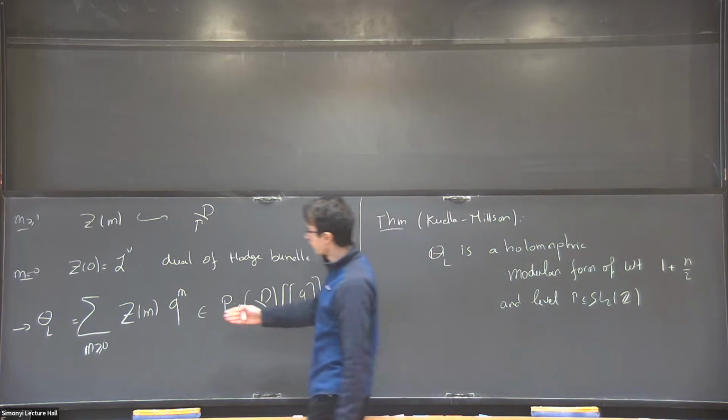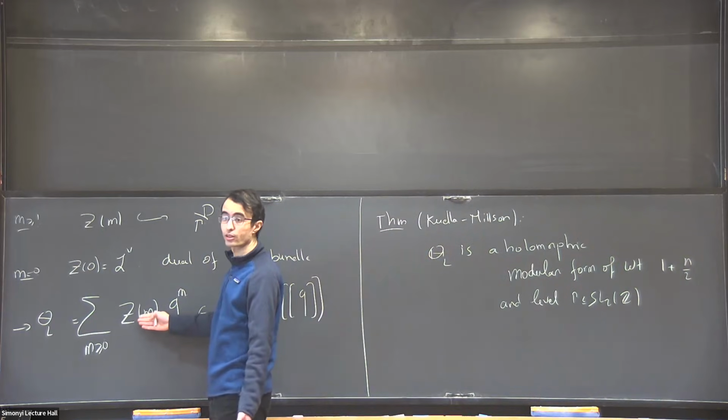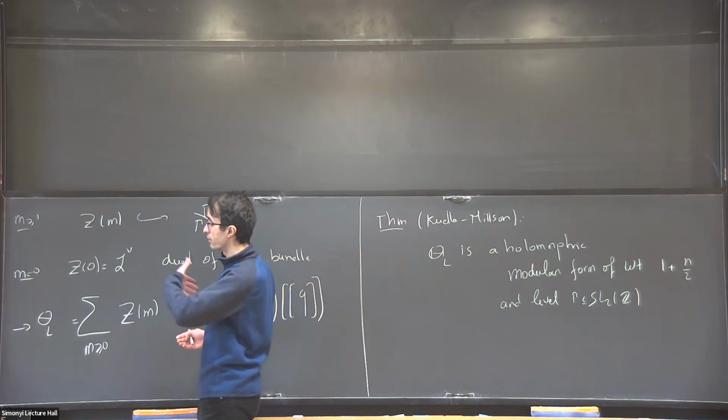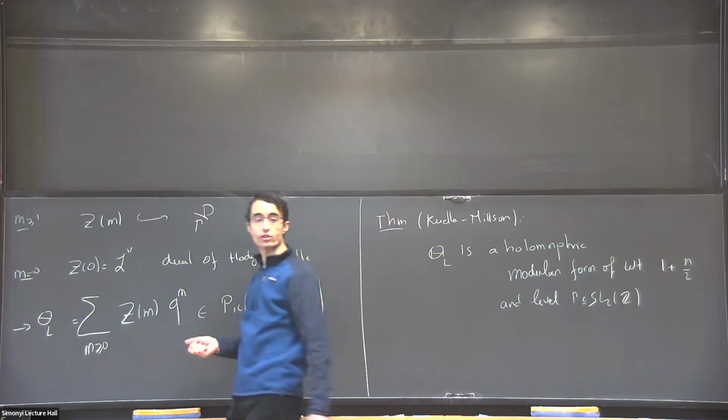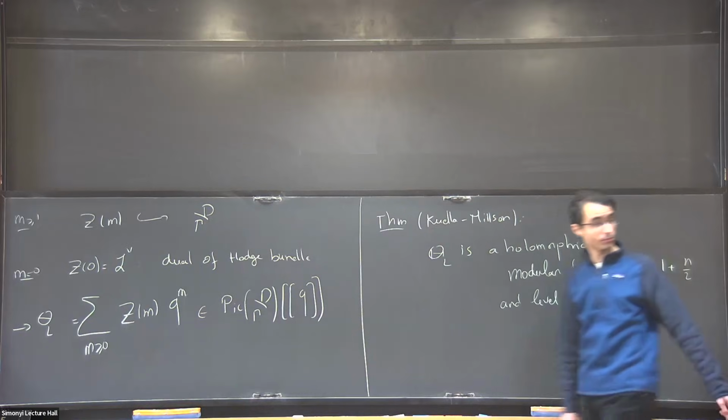And in fact, the Z(m)s are the Noether-Lefschetz cycles. So when you pull them back to, say you have a family of K3s, you pull back the Z(m) to S. This gives you exactly the Noether-Lefschetz locus in this family.